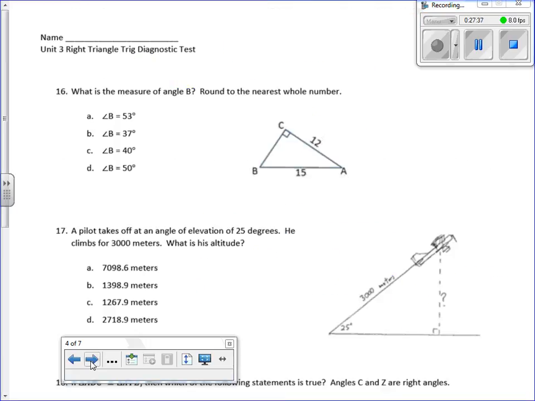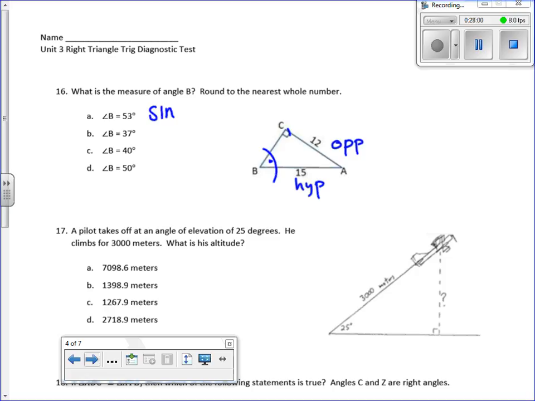All right, so moving right along, we're on number 16. What is the measure of angle B? So this is my reference angle. That's telling me I'm here, okay? The side I cannot touch is the opposite side. The right angle points to the hypotenuse. You need to determine the trig function that deals with the opposite side and the hypotenuse.